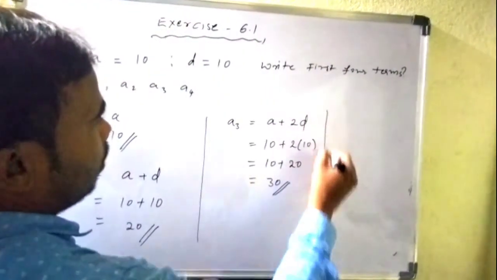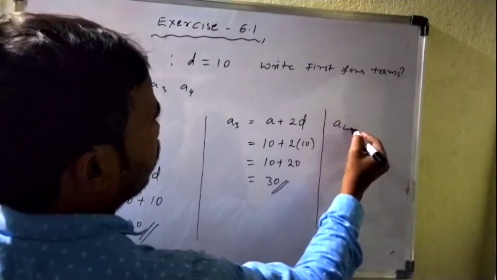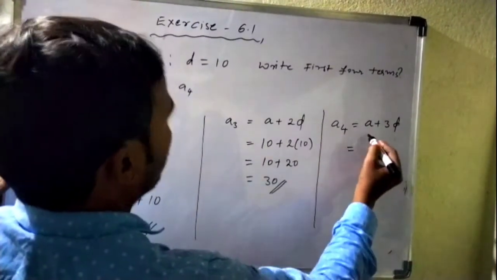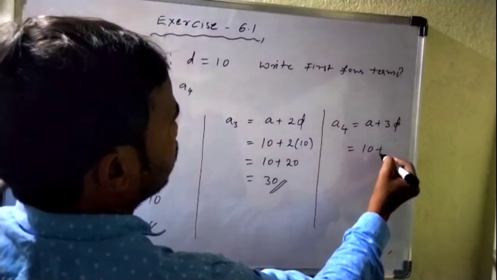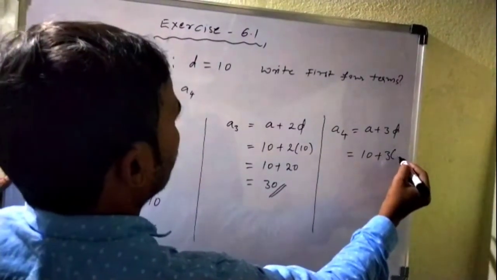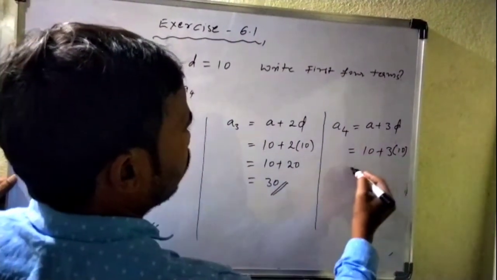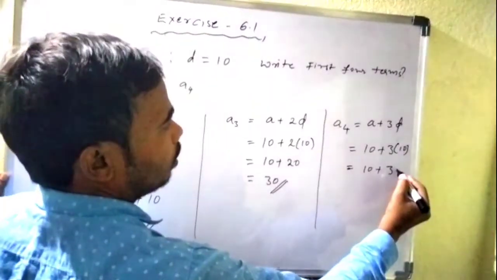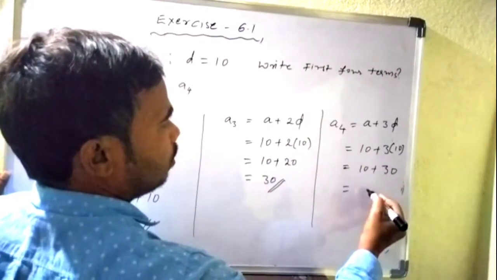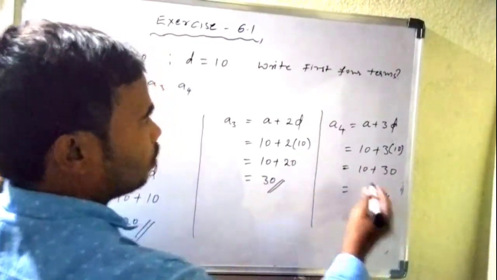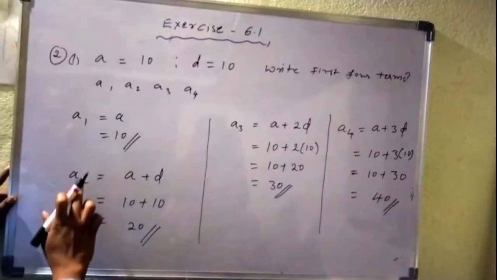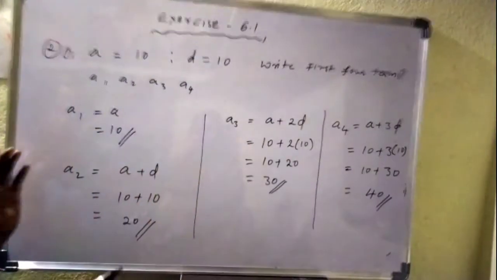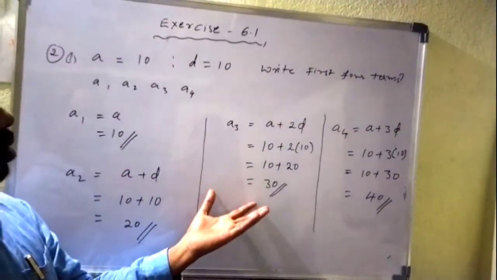Now same as it is A4. A4 is equal to what? A plus 3D. So now substitute values. A value 10 plus 3 into D value 10. So 10 plus 3 into 10 is equal to 30. So 10 plus 30 is equal to 40. So now A1 term is there, A2 is there, A3, A4. So the first 4 terms, we have found these values.